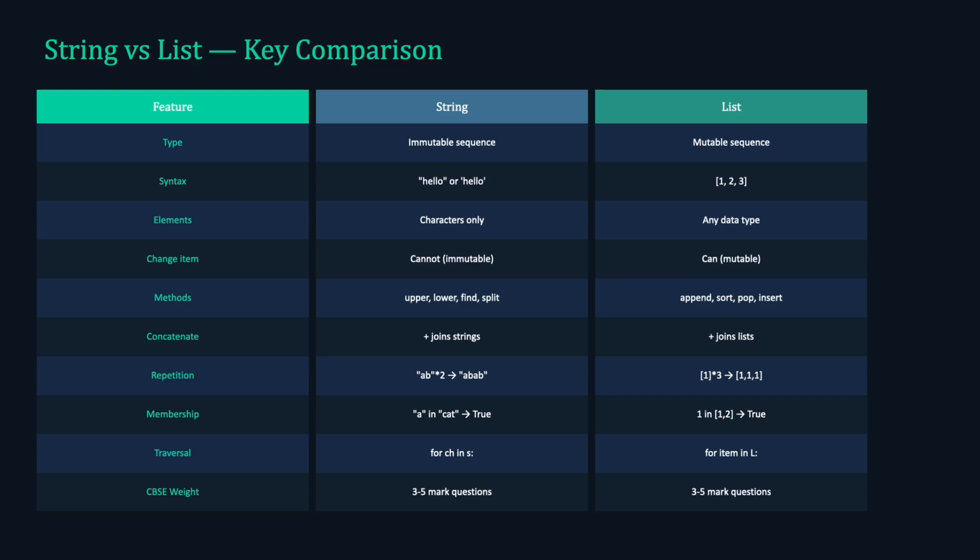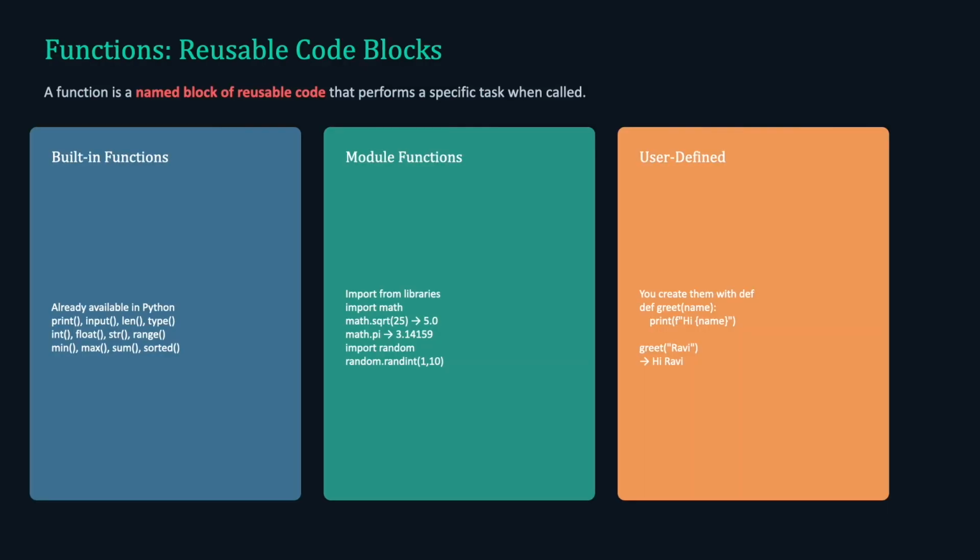You can change a list element but not a string character. String methods return new strings. List methods modify in place. Both are tested for 3 to 5 marks in CBSE exams. Master this comparison table. A function is a named block of reusable code.